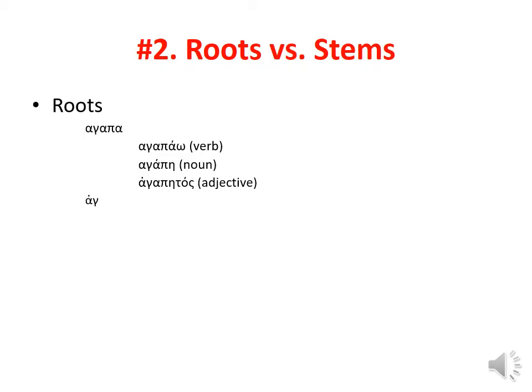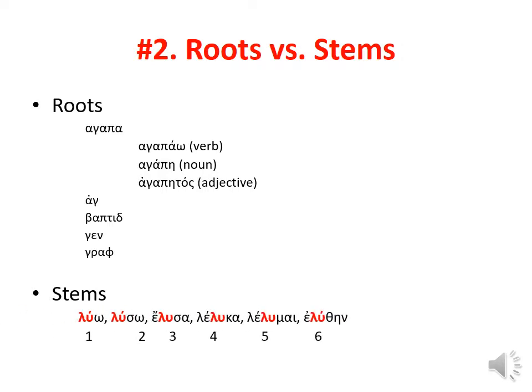So far, you've encountered verbal roots ag, baptid, gen, graph. Let's contrast that with the concept of the stem. A stem is the most basic form of a verb in a particular tense. So this is a much more restricted concept. The most basic form of a verb in a particular tense. So look at luo, the paradigm word we've been using most so far. The stem is actually the same in all six principal parts. Now that just happens to be the case for this particular type of verb. It's not always true that the stem will be the same in every tense.